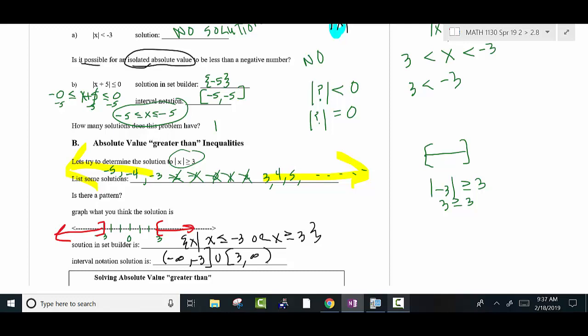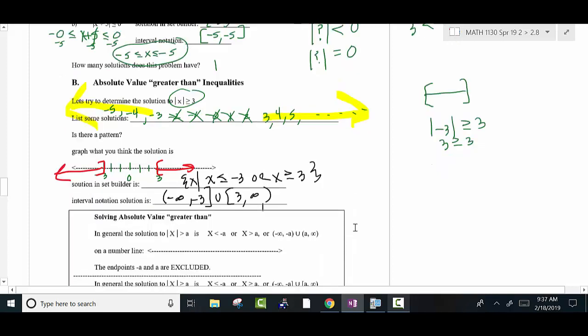Okay, so that's the idea. Does that make sense why the solutions are going that way? When you learn this stuff, think of absolute value less than as between, and think of greater than as this way. That'll help you remember how to set these things up.